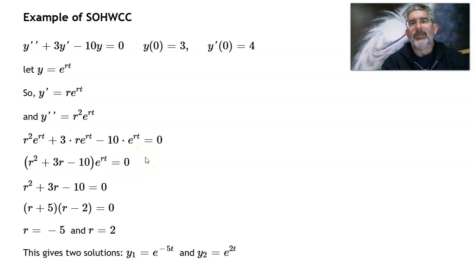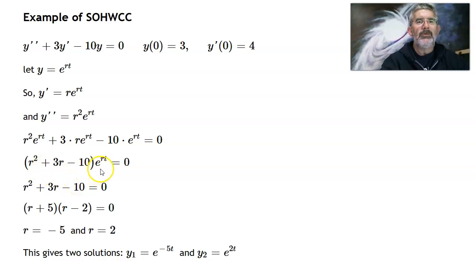The thing is, the steps are the same every time, and so you just know what to expect for the end result, right? If this is y equals e to the rt, then here's the derivative and the second derivative, and I plug them into the equation, getting r squared e to the rt plus 3r e to the rt minus 10 e to the rt equals 0. Factoring out the e to the rt leaves this. As in the previous video, we point out that the exponential can't be 0, so it must be this factor over here that's 0.